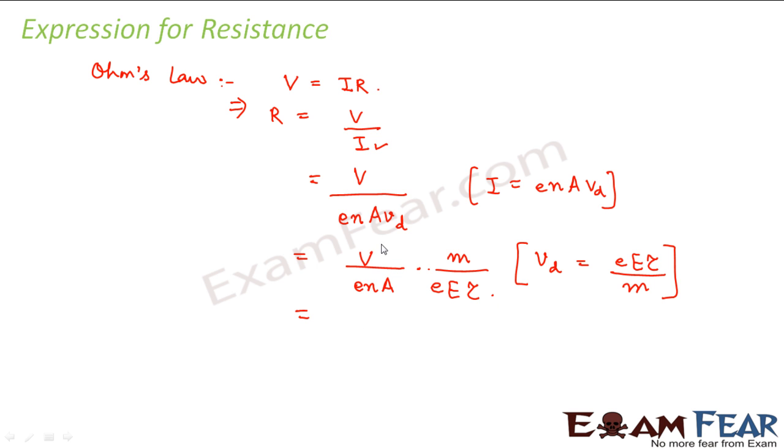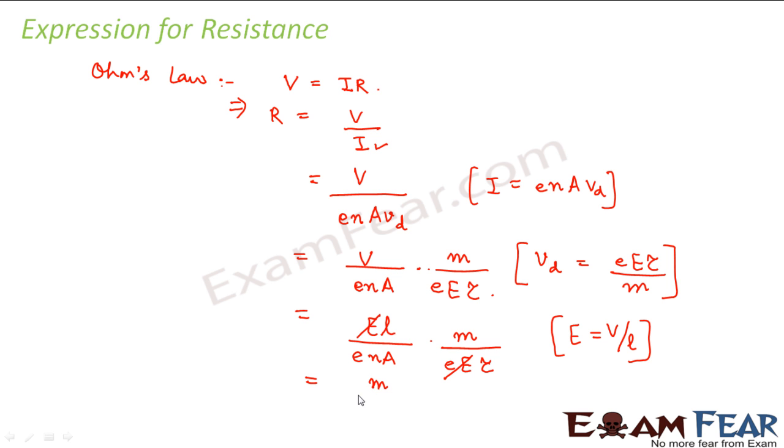Now, what can we write this potential as? We know that electric field E is equal to potential difference per unit length. Right? So using that, we can write V is equal to electric field into length, divided by ENA into m divided by E tau. So this E and this E get cancelled. So we are left with m divided by N E square tau into A, this m into L.